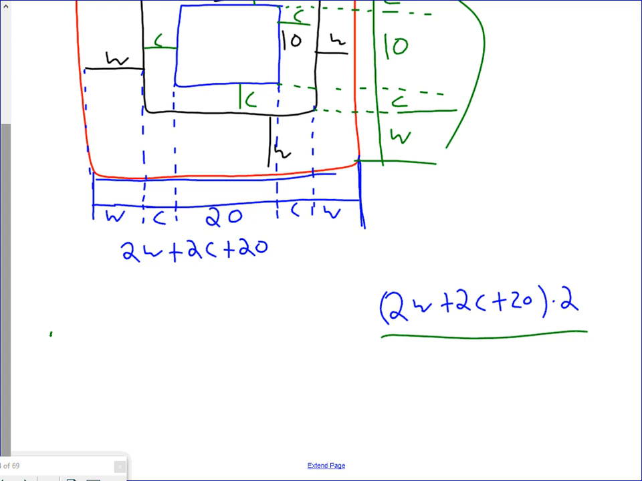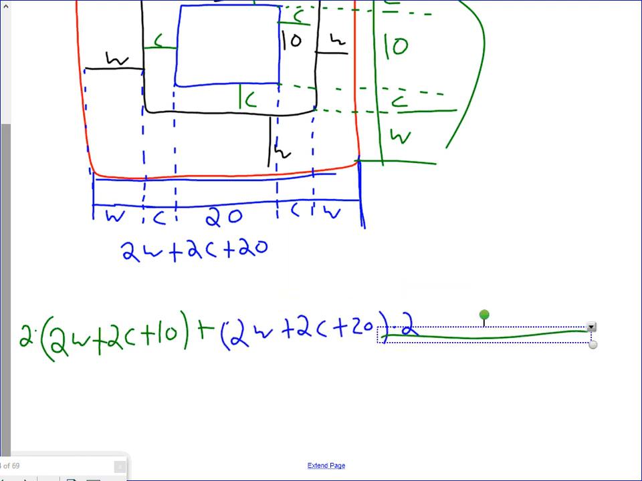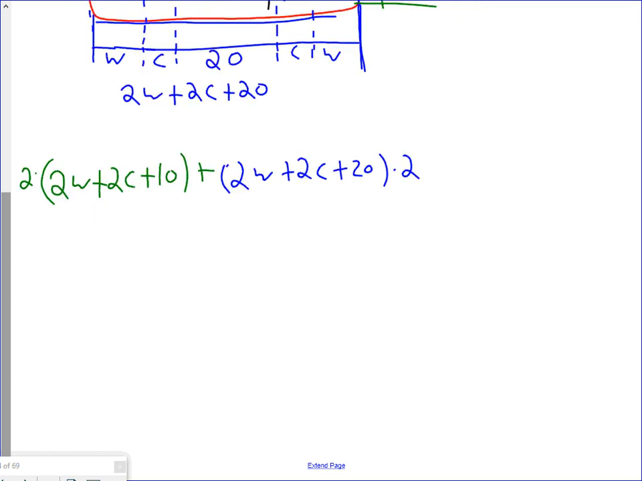So in green, it was 2W plus 2C plus 10, all multiplied by 2, because it happens twice on both sides of the wooden deck, plus everything in blue right here. I'm actually just going to move it over. Add all that up. Before we add it all up, actually, let's distribute out that 2 and add all like terms together. So we have 4W plus 4C plus 20.